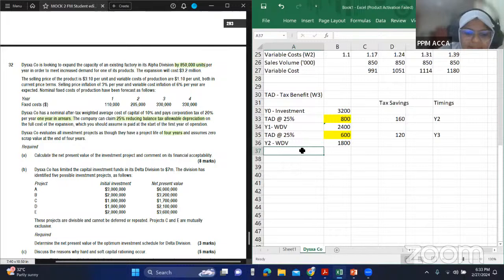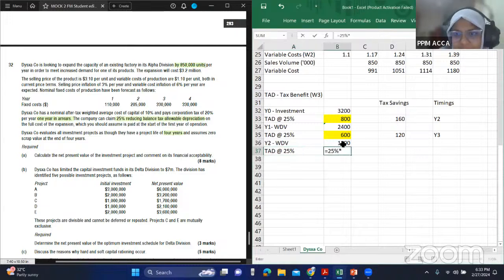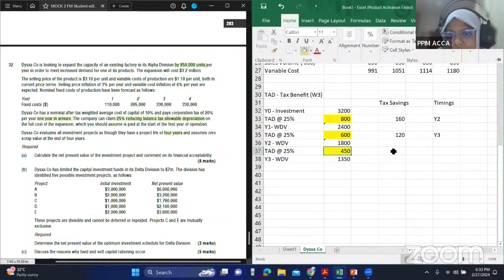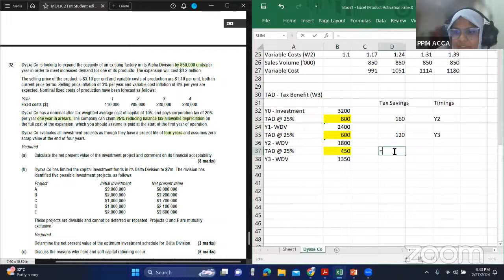Then again, you will have another tax allowable depreciation. Again, 25% of, now this time it's 1,800, which is 450. And then the year 3 written down value is 1,800 minus 450, which is 1,350. Okay, and this is the figure you use to calculate the tax saving. So you get 20% of 450, which is 90. That savings will happen in year 4.